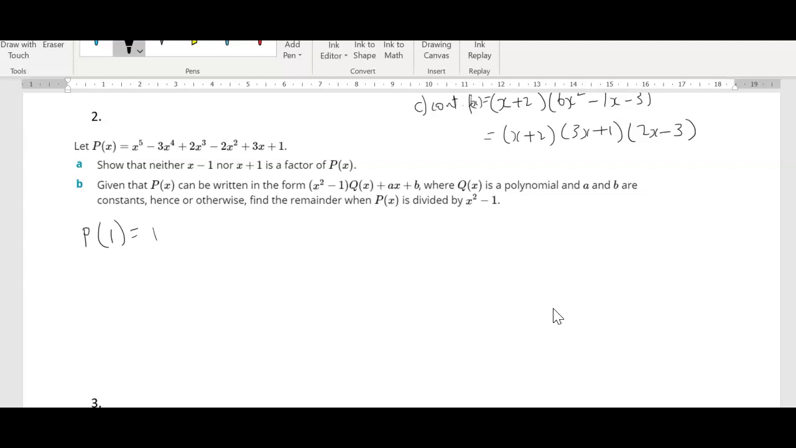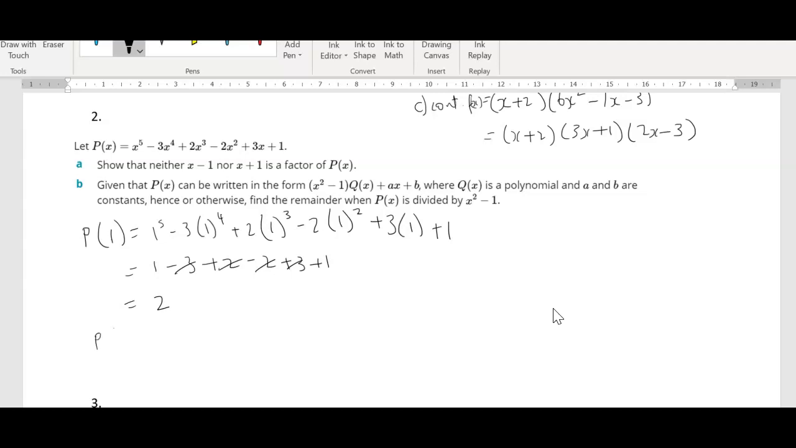So 1 to the power of 5 minus 3 times 1 to the power of 4 plus 2 times 1 to the power of 3 minus 2 times 1 to the power of 2 plus 3 times 1 plus 1. All right, so we've got 1 minus 3 plus 2 minus 2 plus 3 plus 1. All right, so they cancel each other out, so do the 3's. So what do we get? Just 2. Okay. All right, let's do p of negative 1.